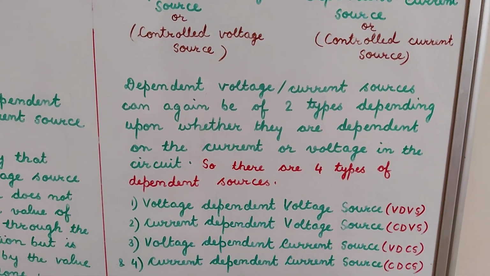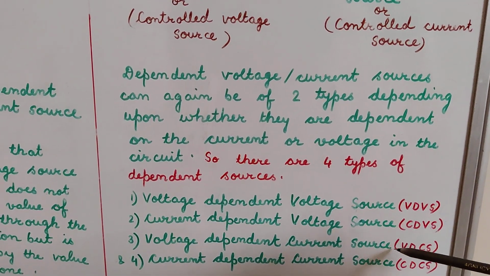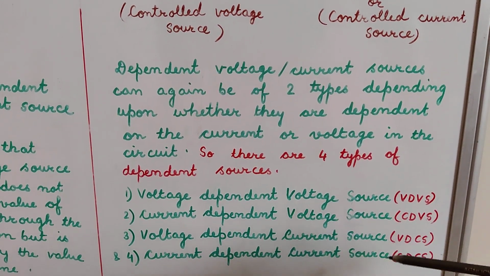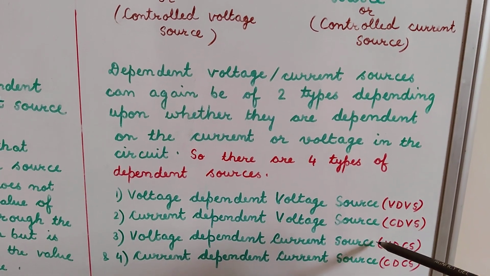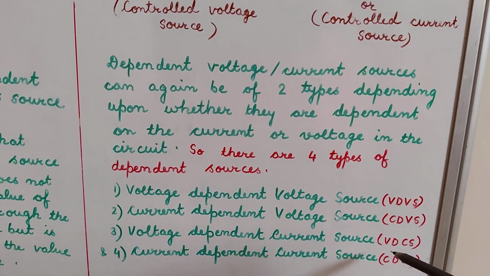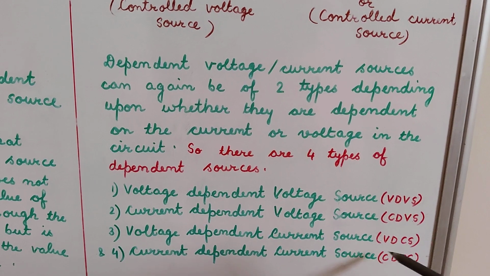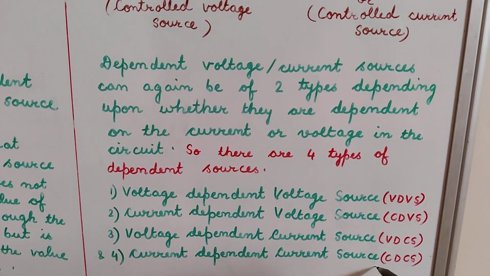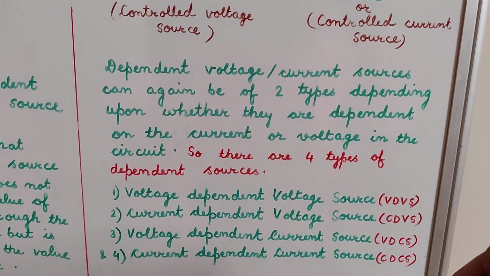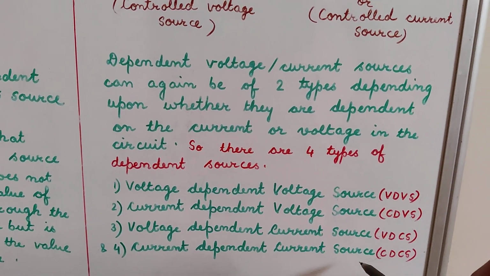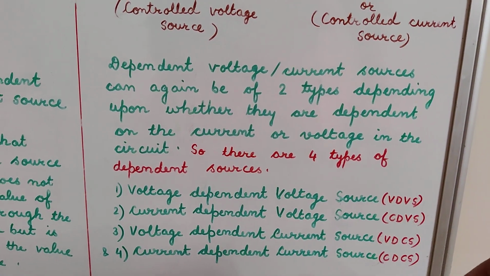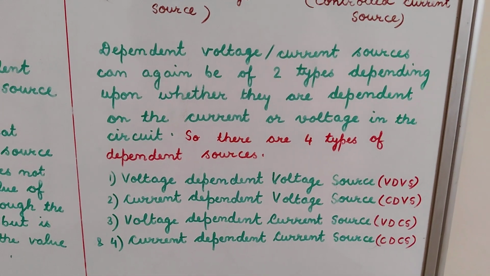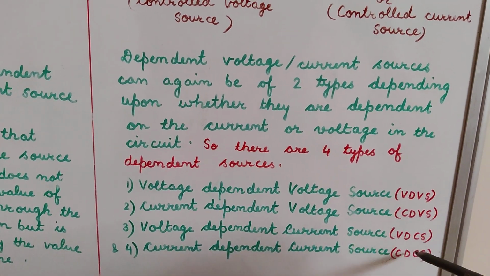Similarly, if the current source is dependent on the value of the voltage in any part of the circuit, then it is a voltage dependent current source, or in short we can write this as VDCS. Similarly, if the current source is dependent on the current in any part of the circuit, then this type of current source is called current dependent current source. So we have 4 types of dependent source.